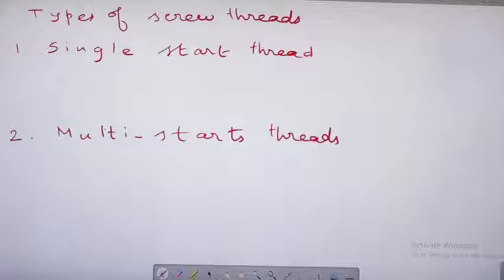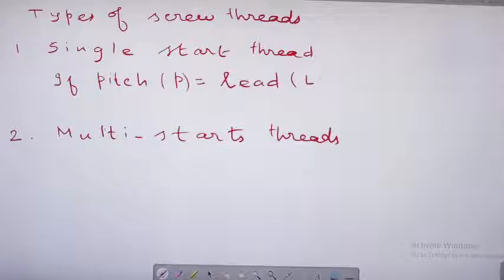Already I have explained what pitch is: the axial distance measured along the axis between the corresponding points of adjacent threads. If pitch P is equal to lead, with the symbol L, then it is called a single start thread.